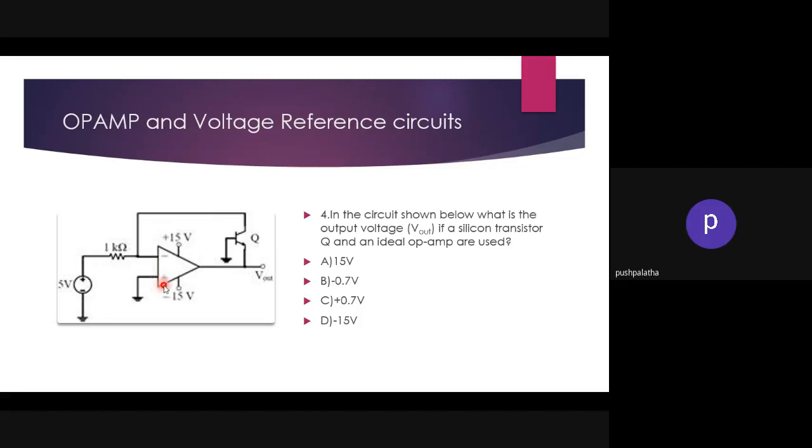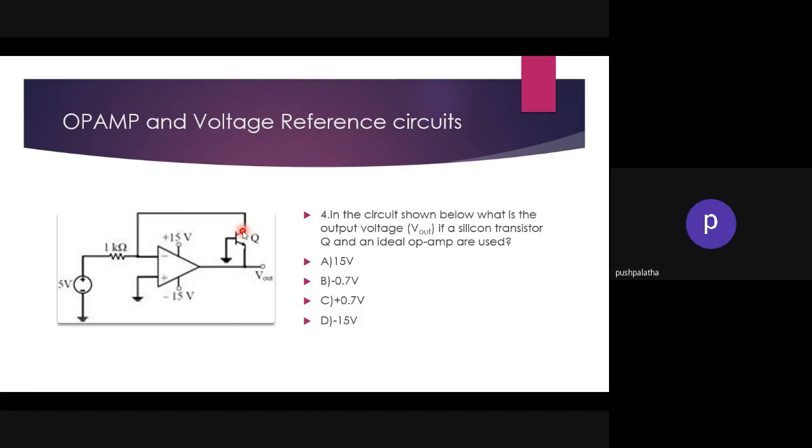Here the non-inverting terminal is grounded, so the value is zero volts. This is called virtual ground. When this is 0 volt, what will be the value at this point? This is also zero voltage. Where is it going? It is connected to the collector, so the collector VC value is 0 only.